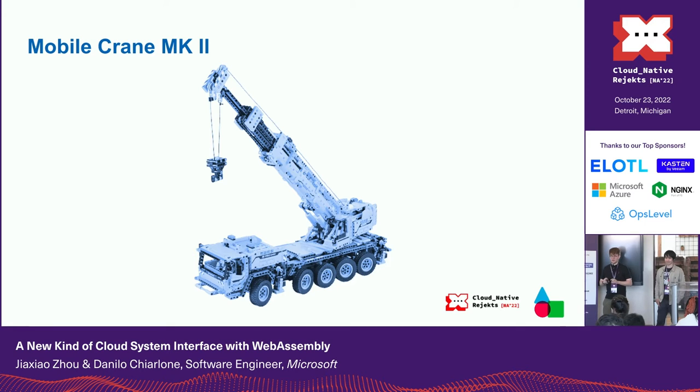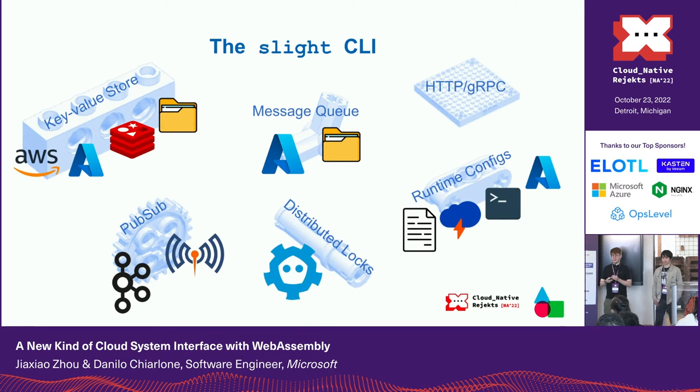So you can imagine right now, with SpiderLightning, we set the ground floor. We have these interfaces. They're sort of a blank slate of key value, message queue, pub sub. And at the beginning of the presentation, I mentioned a companion, Slight. SpiderLightning comes together with Slight, its companion, which is the CLI that brings specific implementations onto these interfaces. So it makes use of these interfaces, the key value store, message queue, pub sub, distributed locks, runtime configs, HTTP, and you can use it on the CLI.